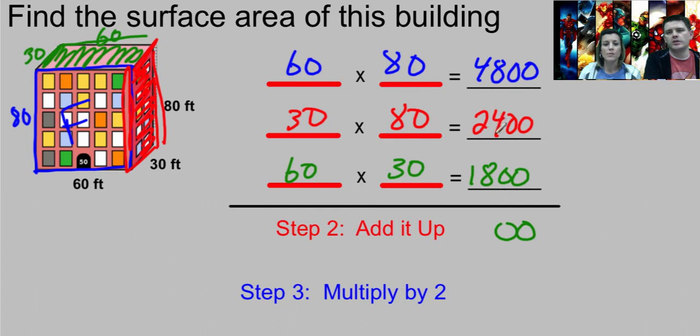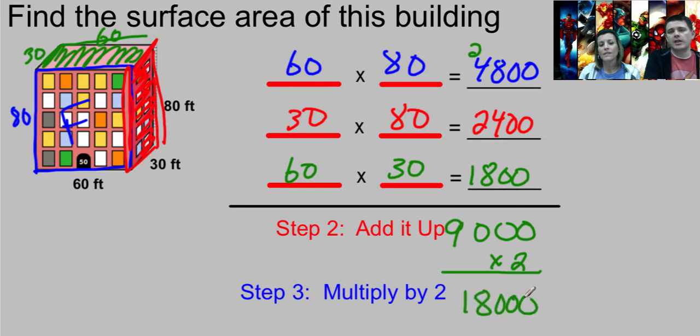Now I got to do a little bit of math here. 8 and 4 is 12, plus 8 is 20. 2 and 4 is 6. 8, 9. So we get 9,000. Now that's just the surface area of 3 of the sides. Remember, a rectangular prism has 6 sides. So we need to double this, multiply it times 2, and we get 18,000. We're dealing with feet, so feet squared. Watch your zeros in this problem.